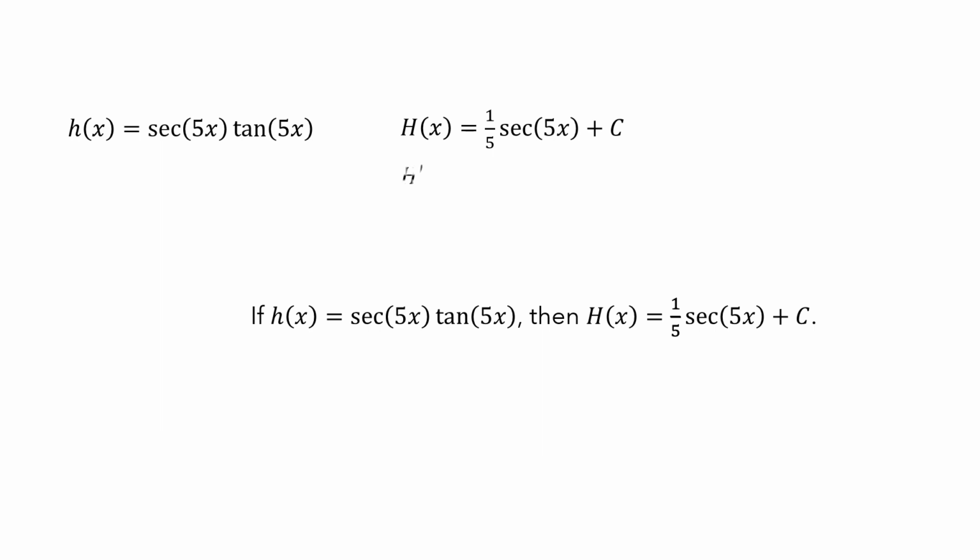Let's check our guess by computing the derivative of capital H. Using the chain rule, we'll get a derivative of 1/5 secant 5x times tangent of 5x times 5. And the 1/5 and 5 cancel each other out, giving us a derivative of secant 5x times tangent of 5x. And this derivative is the same as our original little h of x, telling us that capital H is the correct antiderivative. Next, let's look at k of x.